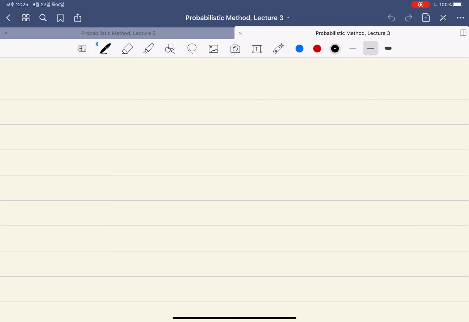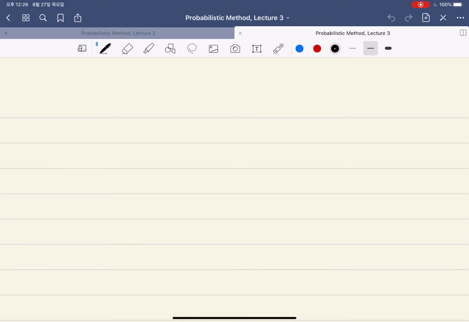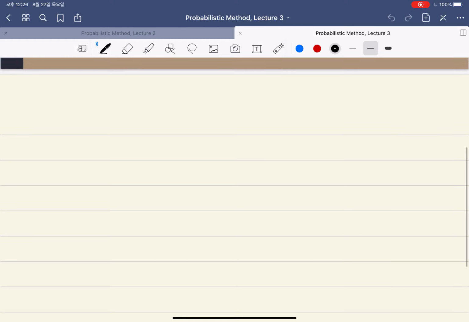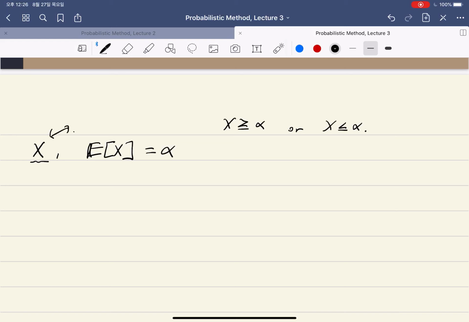So last time we learned how you can use the expectation to show the existence of certain combinatorial objects. You define a certain random variable X, and then you compute the expectation, and let's say this is alpha. Then you know that it is possible to have X at least alpha or at most alpha. And this X is not just any random variable, but it's linked with some combinatorial object. So this actually shows the existence of a certain combinatorial object.